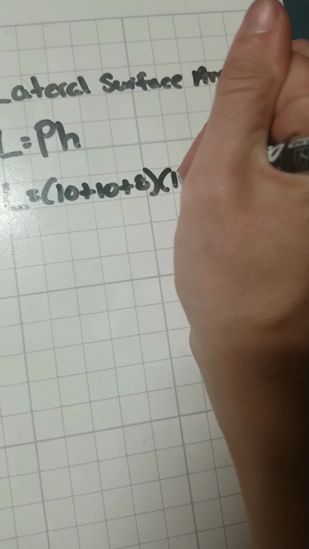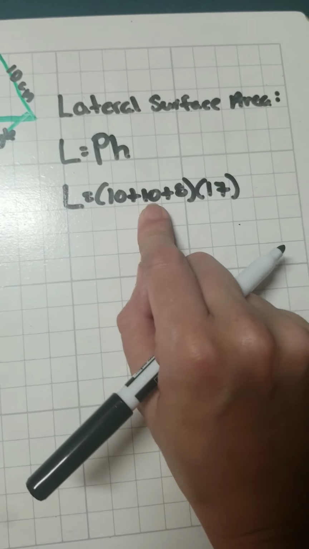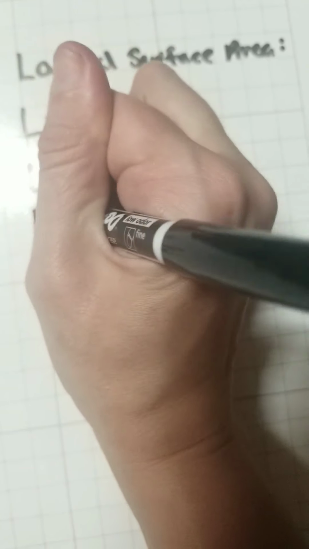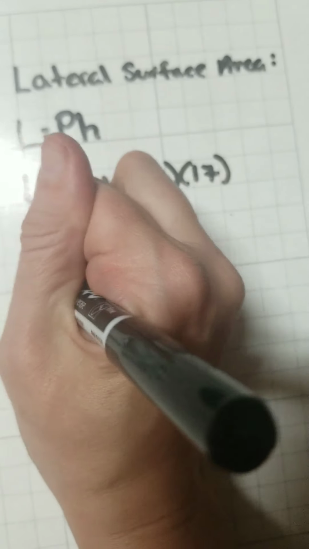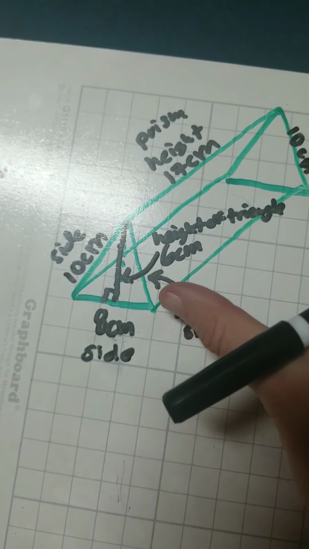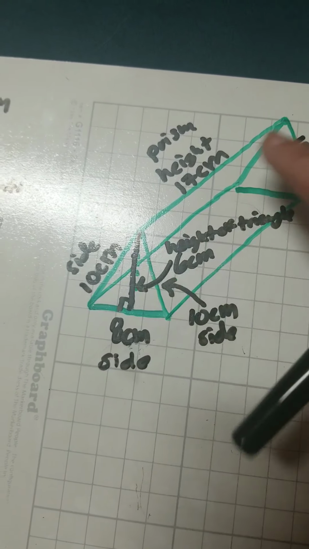So instead of a big P, I'm going to put 10 plus 10 plus 8. That's going to give me my perimeter of my base. And then I'm going to multiply that by the height of the prism, which is 17. So 10 plus 10 is 20, plus 8 is 28. So I'm going to take that 28 and multiply it by 17, and that's going to give me my lateral surface area. So that's the area of the three rectangles that are connecting these two triangles together.